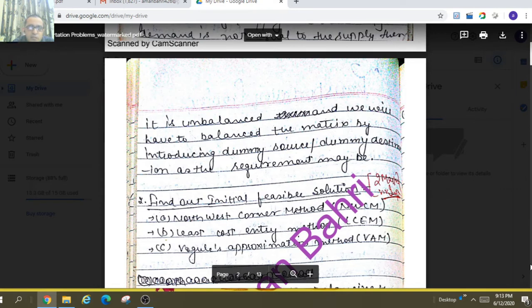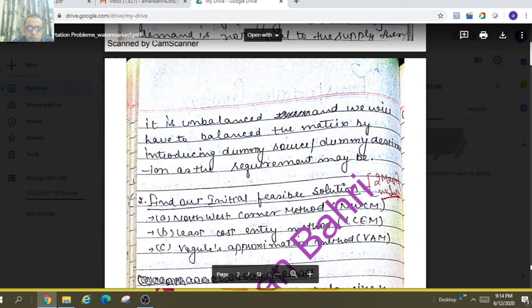After making the unbalanced matrix balanced by introducing the dummy source or the dummy destination, the second step is to find the initial feasible solution. In the transportation problem, there are three methods to find the initial feasible solution. The first is the northwest corner method, the second is the least cost entry method, and the third is Vogel's approximation method. Of the three, Vogel's approximation method is most prevalent and most used because it provides a solution which is nearer to the optimality.